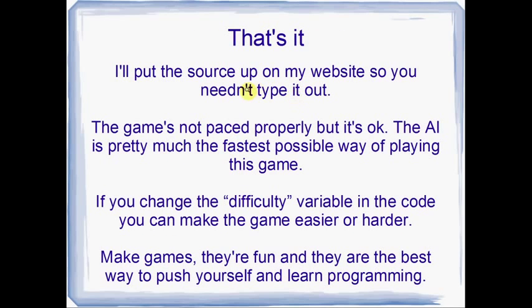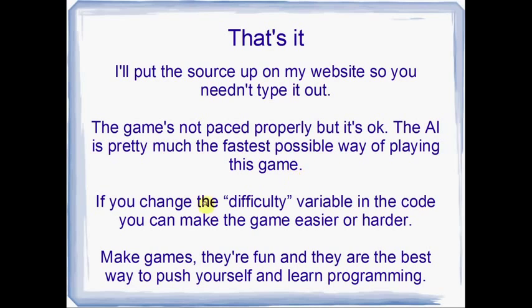And that's about it. So I'll put the source up on my website, and you needn't type it out. The game's paced okay, I guess. It could be a bit better, but it's pretty good for a little game. Maybe 120 lines of code or so. And the AI, I'm not sure, but I think that's about the fastest algorithm you can possibly get a computer to play this particular game.